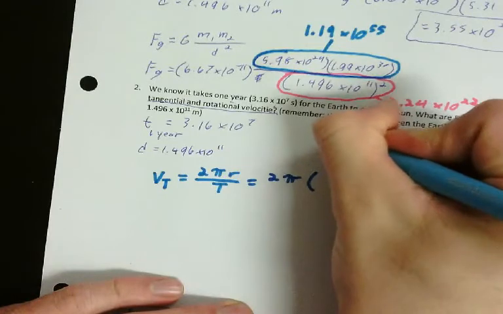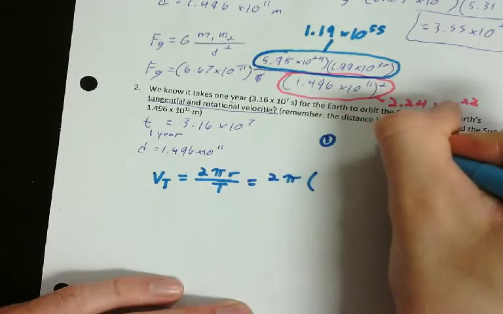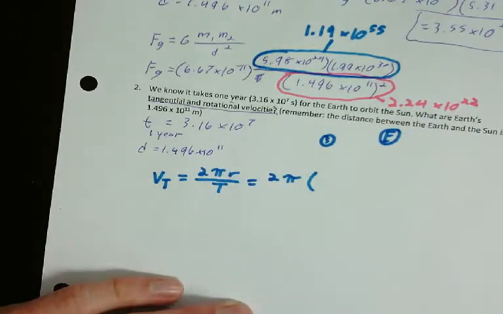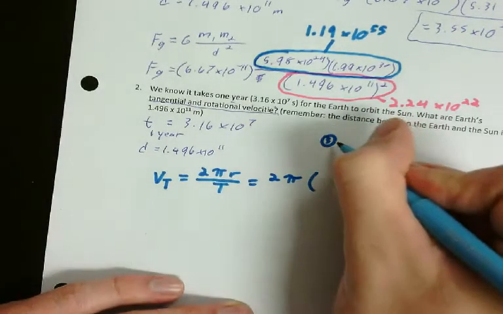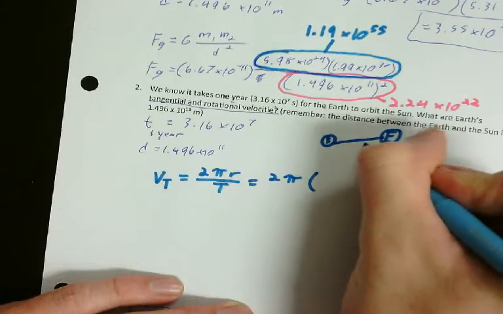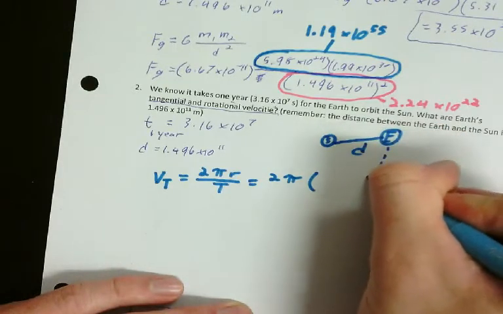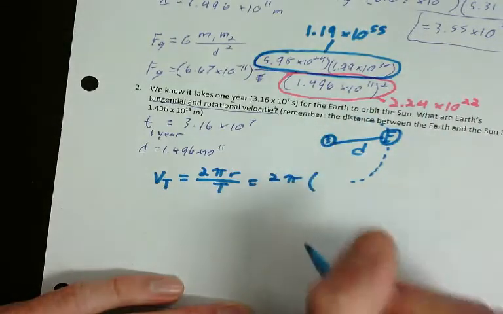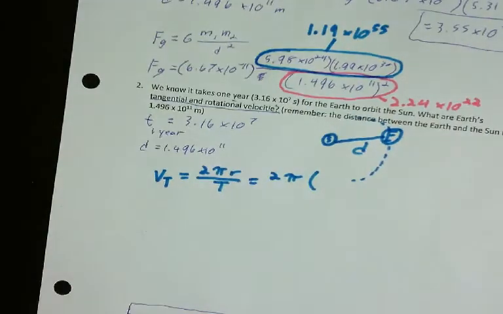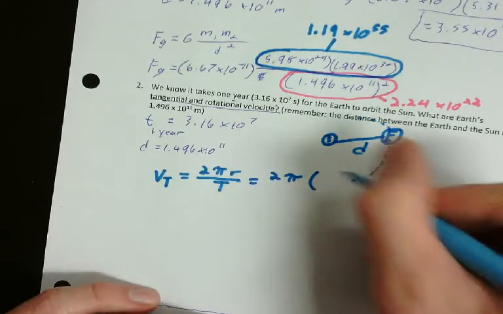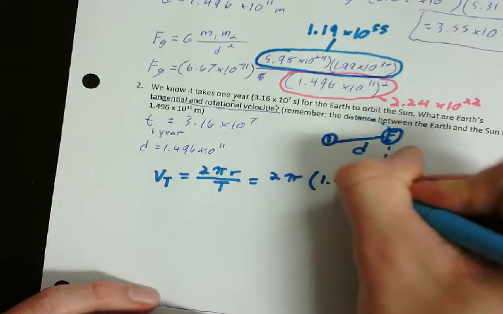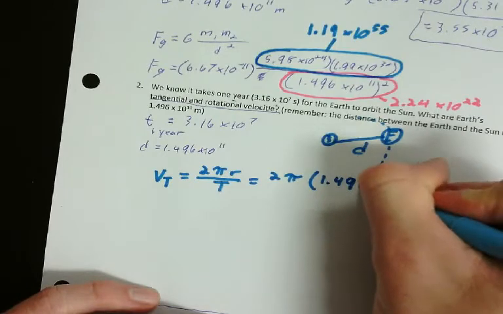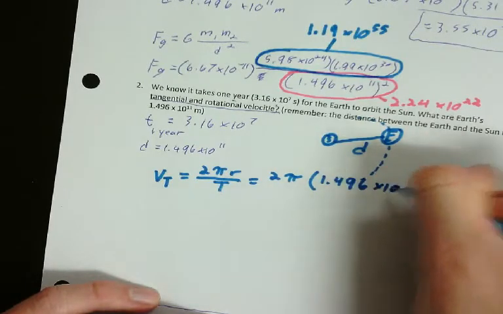Here is the sun. Here is the Earth. Wow, the Earth is bigger than the sun, apparently. The distance between them is the radius of Earth's motion. So r is just 1.496 times 10 to the 11th.